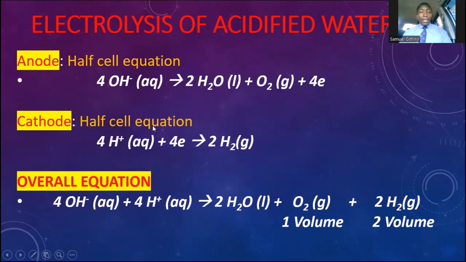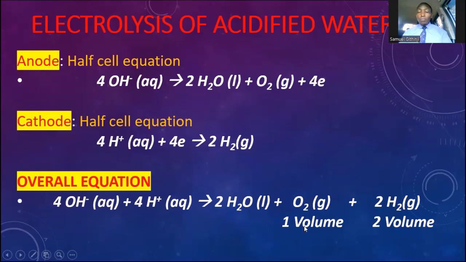The half cell at the cathode, my student, ordinarily should be 2 hydrogen ions gaining 2 electrons to form a hydrogen molecule. But because of the 4 electrons, because the number of electrons given out at the anode must be equal to the number of electrons gained at the cathode, this must be 4. And that's why I have balanced this equation with a 4 here. 4, 4, 2. The number of electrons at the anode and cathode must be equal. So that tells you the overall equation is as I've given. And this is where the story is.